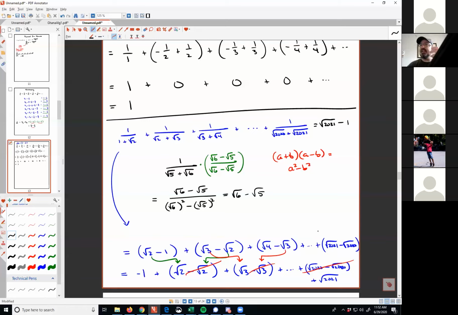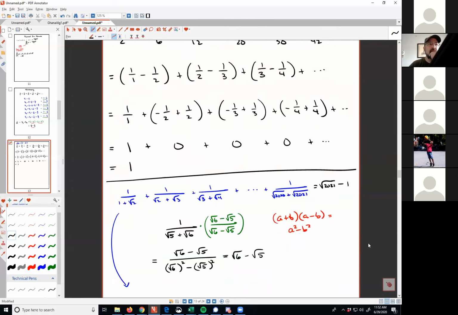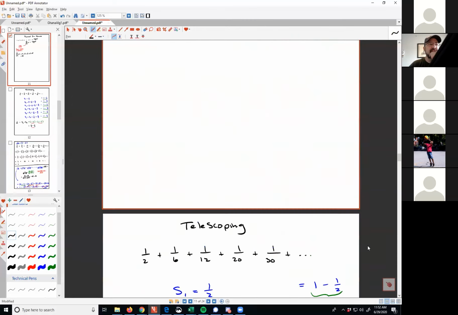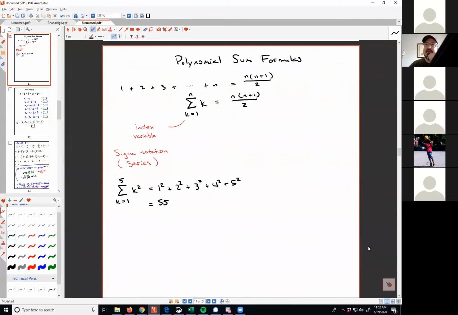So these are some examples of telescoping series. And here's what I want you to see: we can use the same telescoping method on things that we didn't realize that we might use it on. And here's an example.